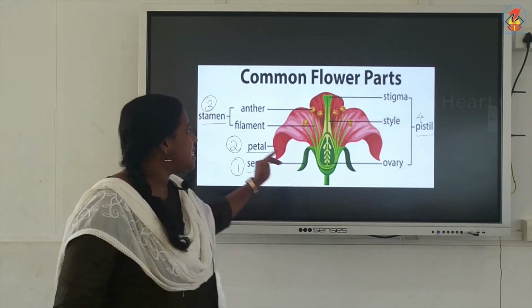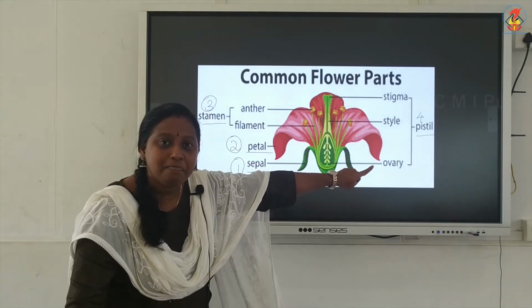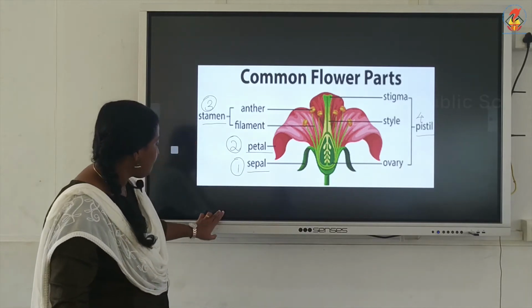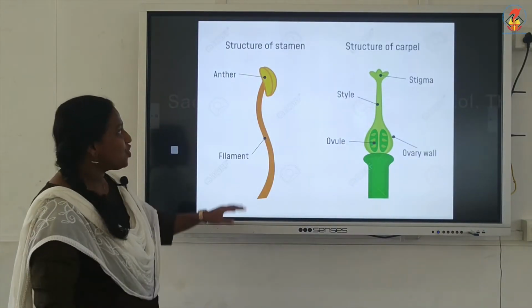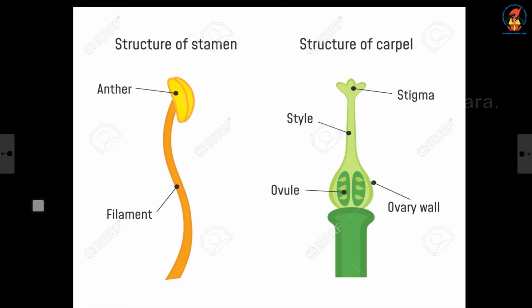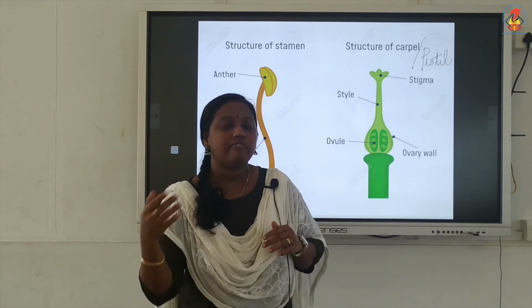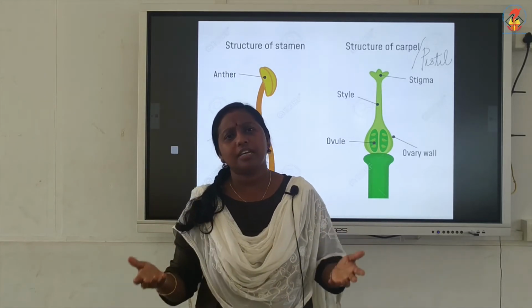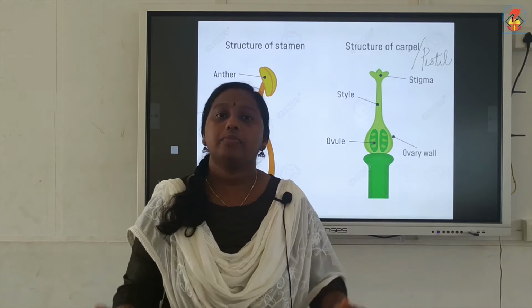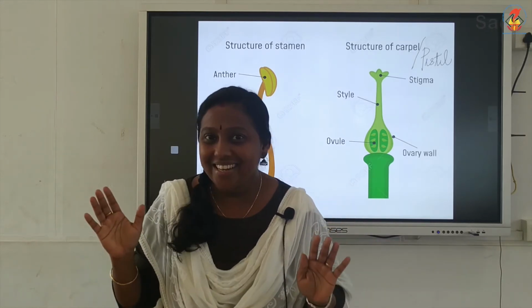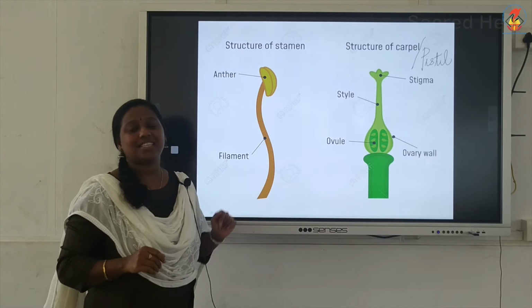Now we are going to see about the stamen and pistil in detail. See the next slide. So we will see the structure of stamen and that of pistil or carpel. Carpel is otherwise called pistil. So both are the same, children. Whichever name you write, carpel or pistil, both are the same. In your textbook you can see either pistil or carpel. Study whichever name you like, but both are the same. Clear? Okay. So now we will start with the stamen first.